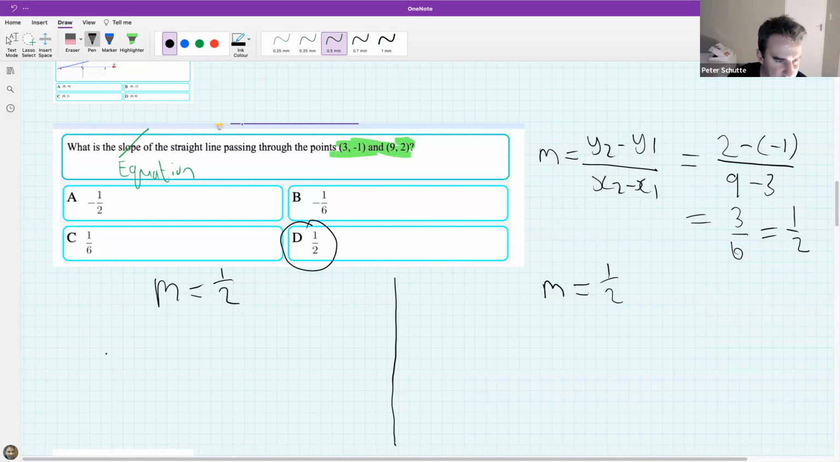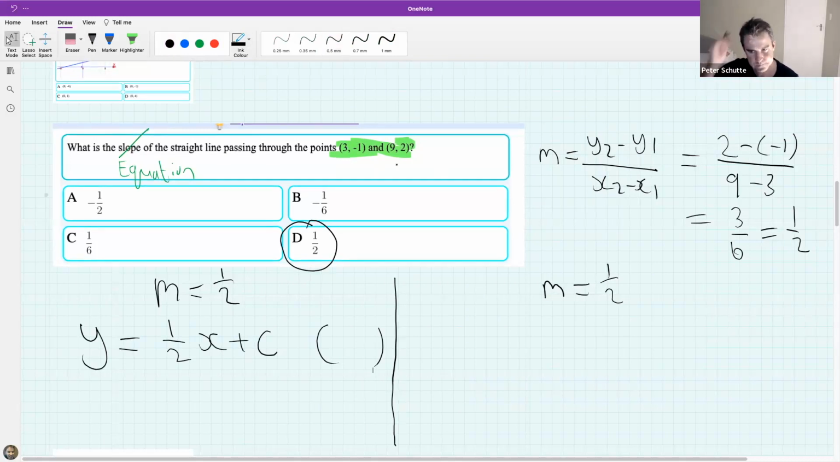There are two ways we can do it. The one way is to write down this new gradient I've just worked out and leave c blank and then just choose one of the points that is on the line. So I want you to choose for me, which point should I use, 3, minus 1 or 9, 2? Okay, I like your choice. You chose 9, 2, and I think it probably is simpler to choose numbers that are all positive.